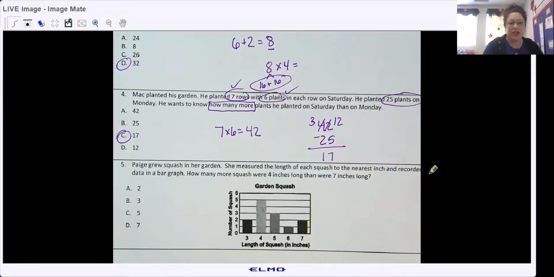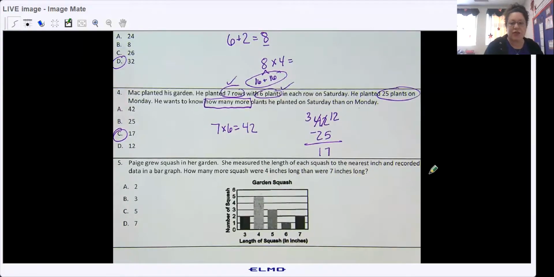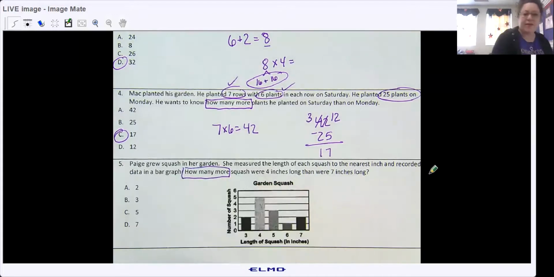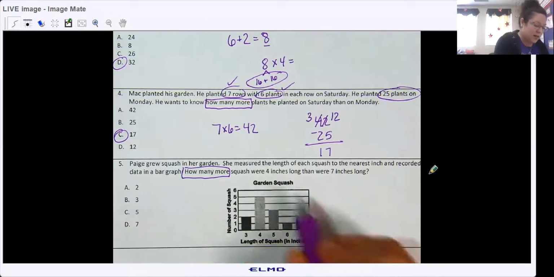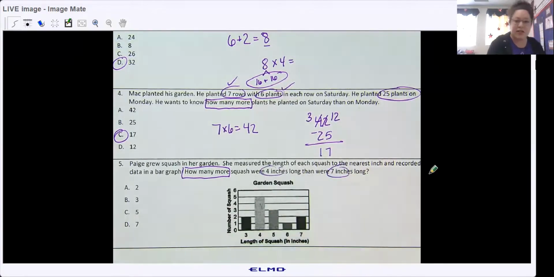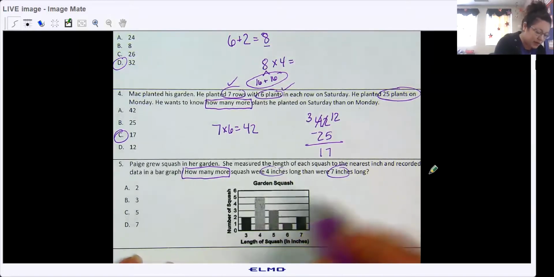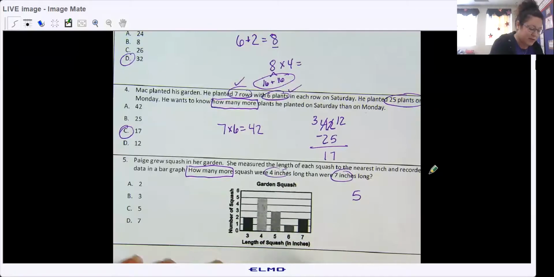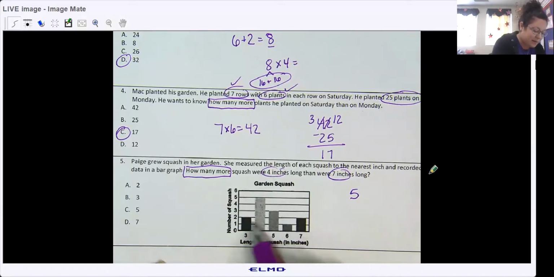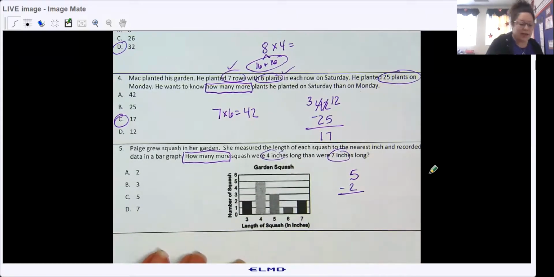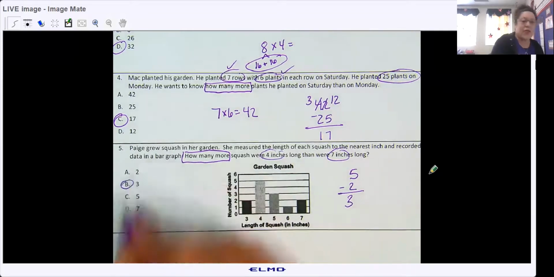Paige grew squash in her garden. She measured the length of each squash to the nearest inch and recorded the data in a bar graph. How many more squash were 4 inches long than 7 inches long? So we know we're going to subtract. So 4 inches here, I go up, I slide over, 4 has 5 squash. 7 is over at 2, and 5 minus 2 very quickly is 3.